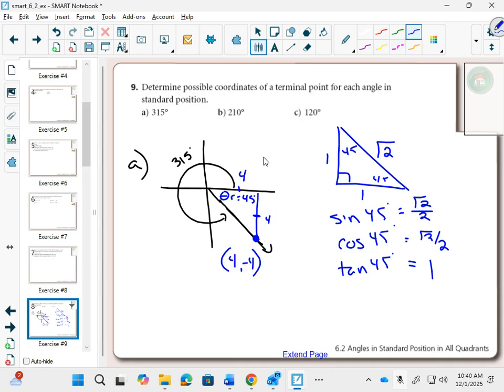4, -4. Hey, what did you say? Oh my goodness, I said 1, -1. You said 1, -1. Does it work? Yeah, it does. That would also be a right answer. You're so good at trig.